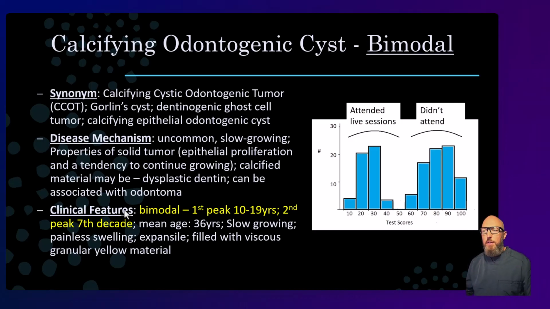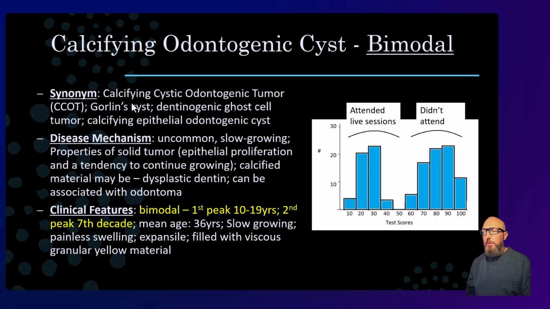All right, so this is our first one, calcifying odontogenic cyst, or COC. I kind of consider this one the bimodal distribution lesion. And what do I mean by bimodal distribution? If you're not sure what that is, that's kind of like this chart here. Test scores by students who attend live sessions versus students who don't attend. And I would also add, it really correlates with those who study my quizzes very well and those that don't. So study, do well, don't study, fail.